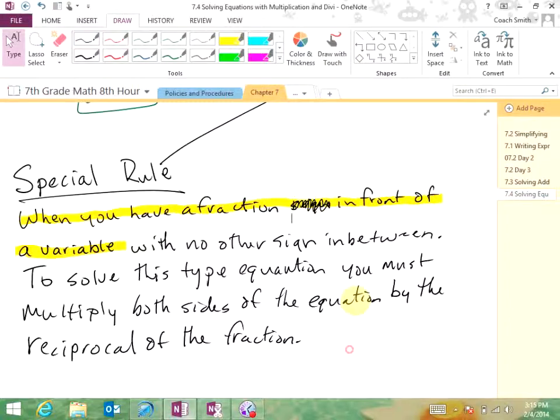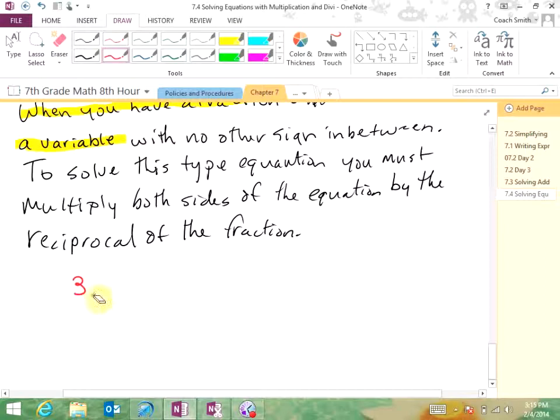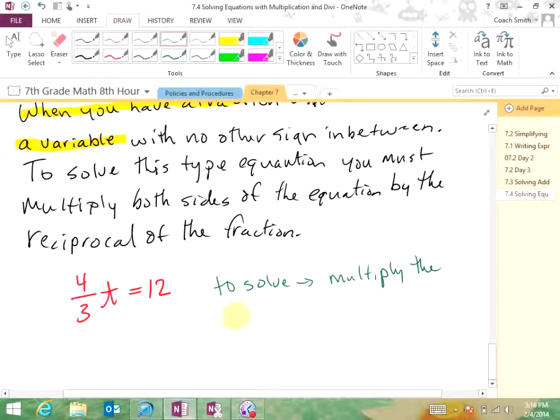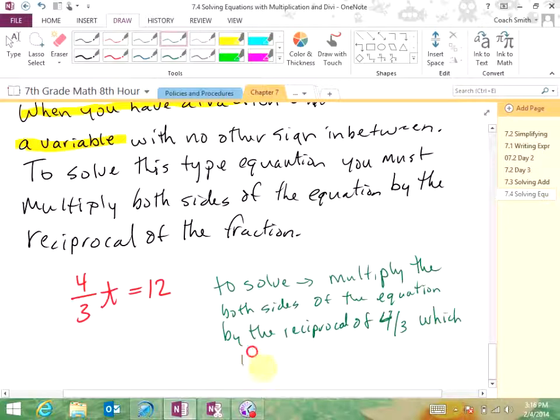Okay, so let's reconsider that one that I wrote. 4/3 times t equals 12. So to solve this, multiply both sides of the equation by the reciprocal of 4/3, which is 3 over 4.